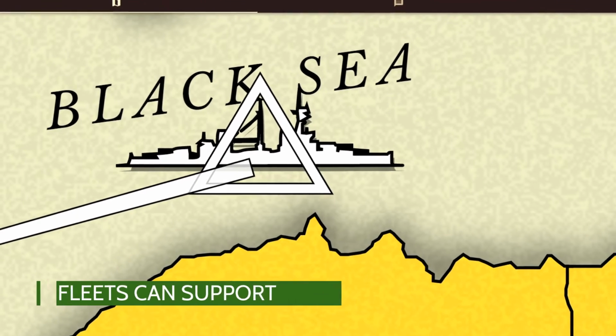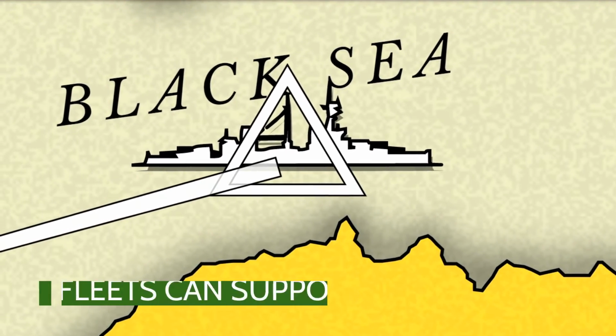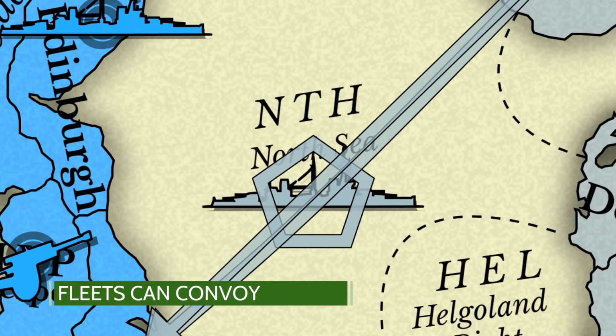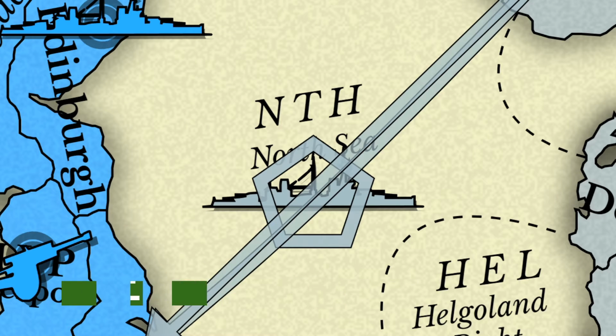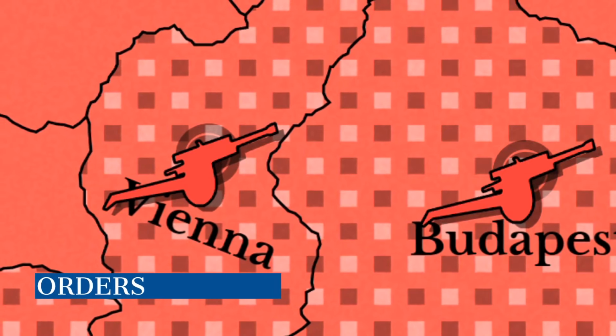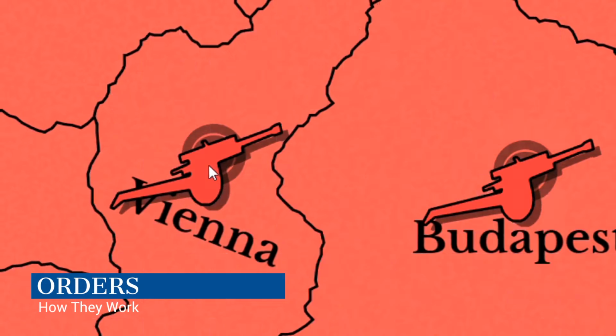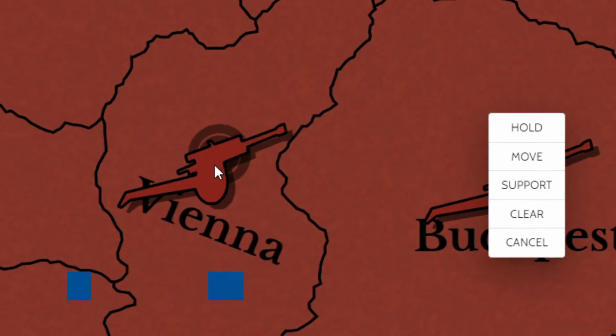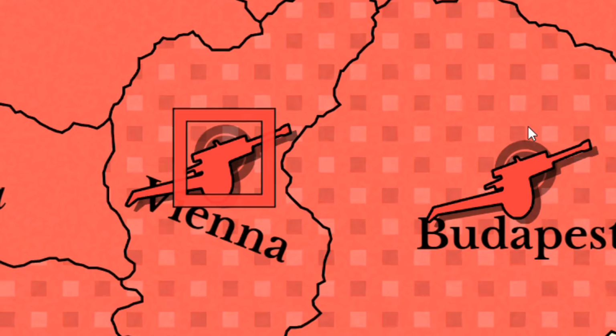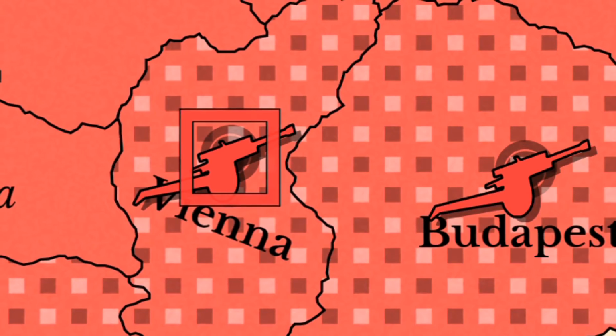The third thing they can do is support, which I will get to in a minute. The fourth thing they can do is convoy, which I'll get to in 2 minutes. In Duplicity, to hold, just click on the unit. A little drop-down menu will appear and choose the first option, which is hold. You'll know you've done it right when a square appears over the unit.